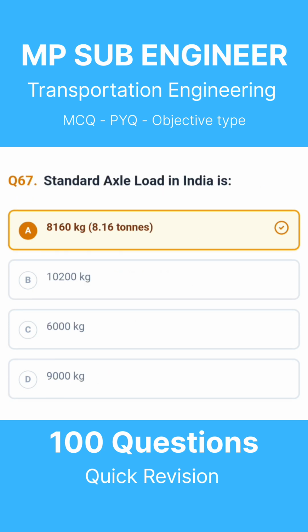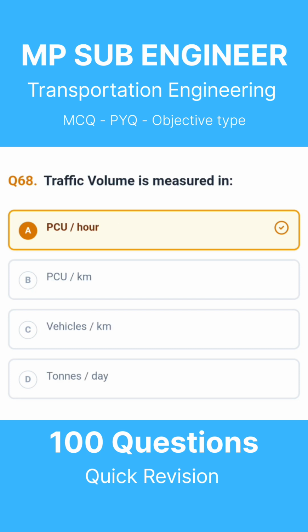Question 67. Standard axle load in India is. The correct answer is 8,160 kilograms, 8.16 tons. Question 68. Traffic volume is measured in. The correct answer is PCU/hour. Question 69. Traffic density is measured in. The correct answer is vehicles/km.